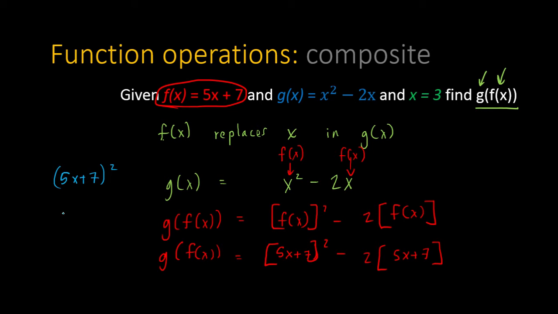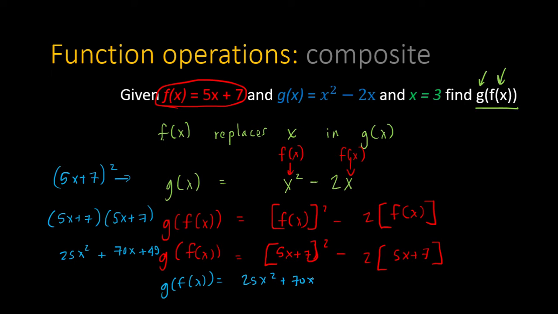So that would be what? You can do this one of two ways. You can use the squaring formula if you know it, or you can also do this by just writing 5x plus 7 side by side, and then foiling it. So that would be 25x squared plus 35x plus 35x, which is 70x, plus 49. Okay, so g of f of x equals 25x squared plus 70x plus 49 minus 2 times 5x, which is negative 10x, and 2 times positive 7, we get negative 14.